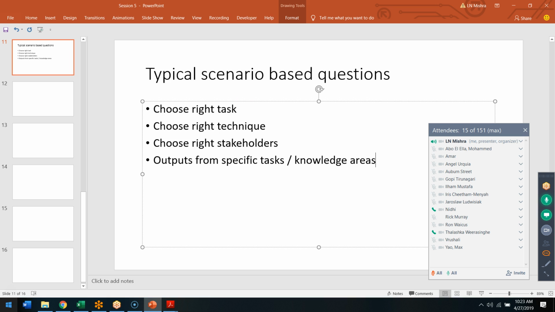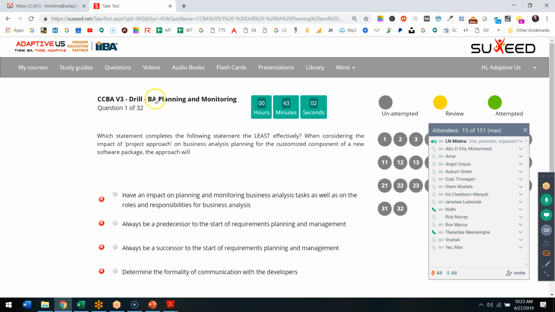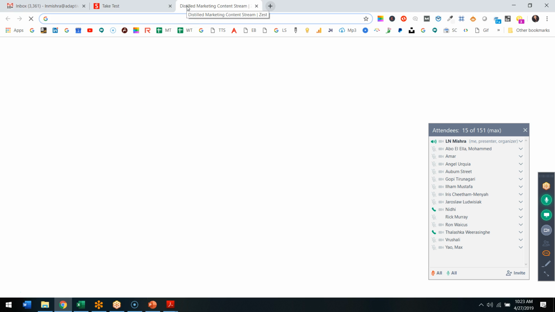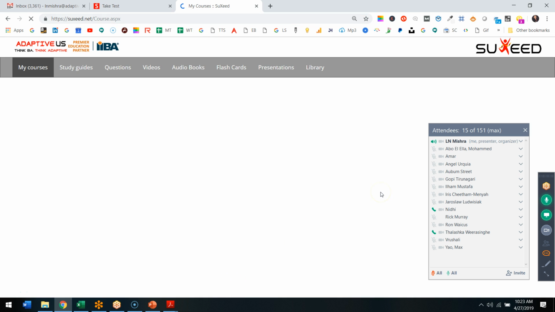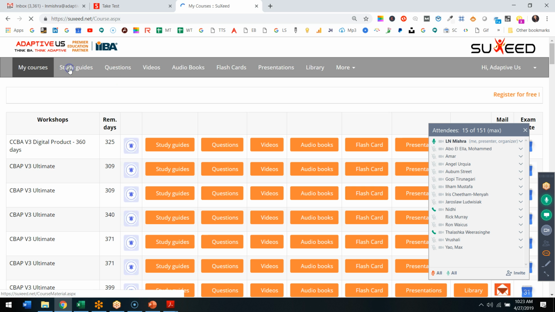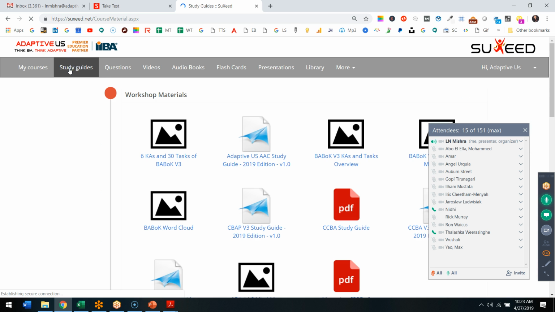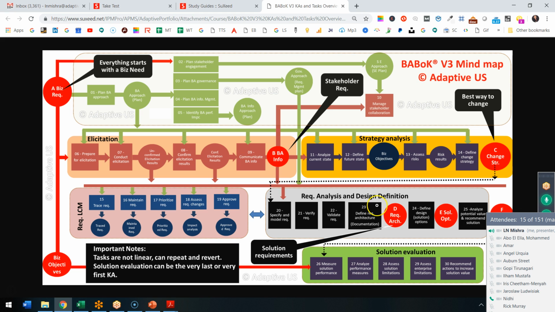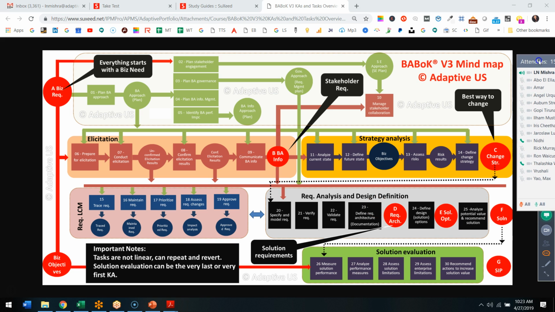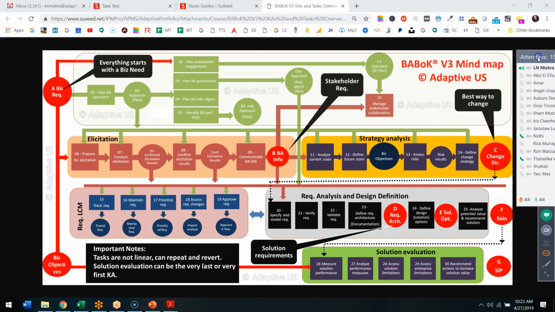Okay. So one of the key references for us would actually be the mind maps that we have created. So let me go to the mind maps. Go to study guides. Okay. So here is the mind map. I trust all of you are very familiar with this mind map.